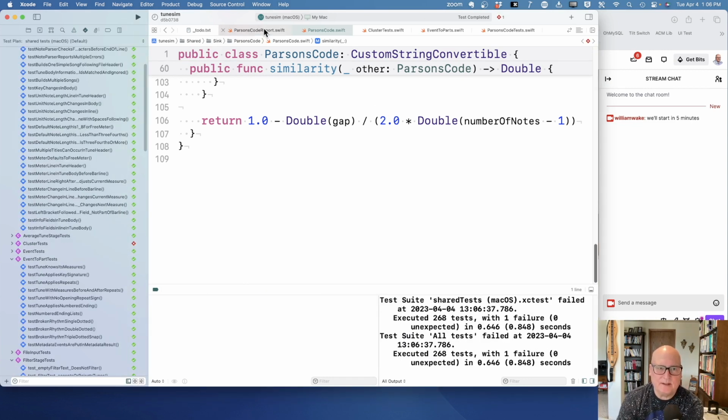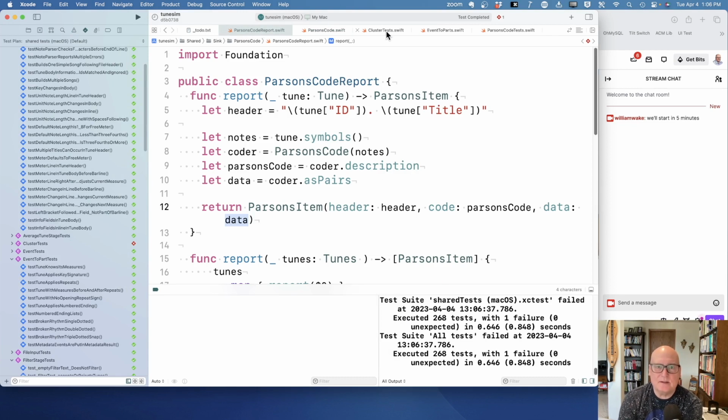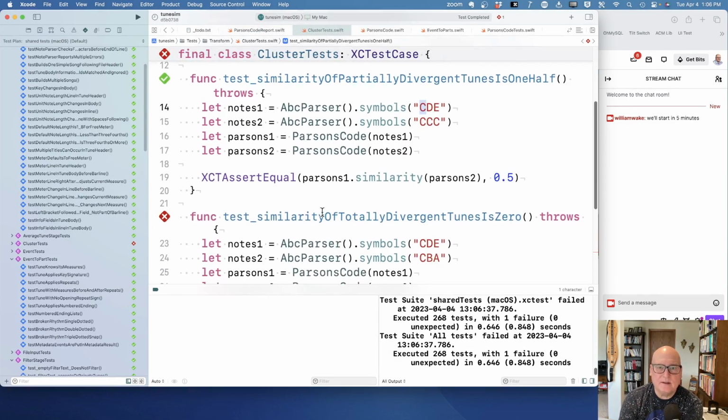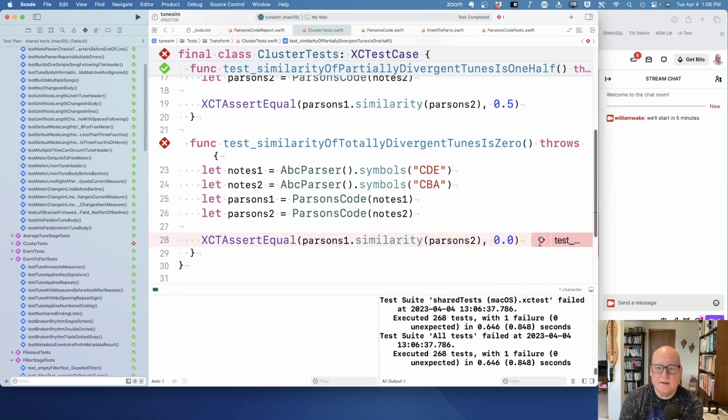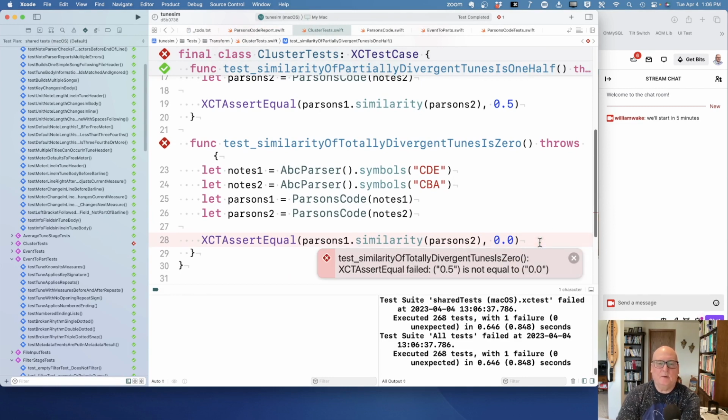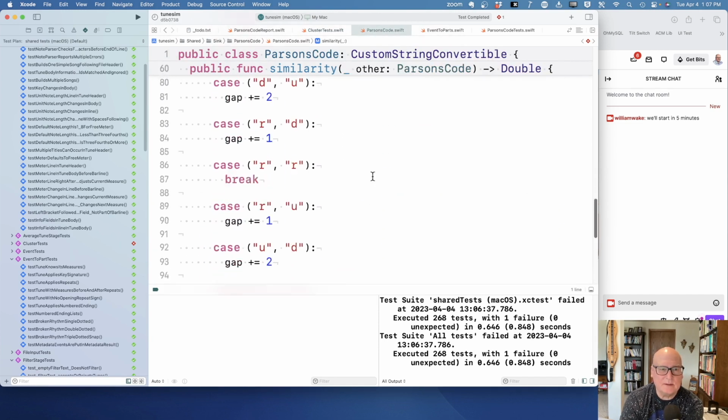Apparently not quite. Okay, cluster tests. Point 5. So the gap is 0, 2, 2. Up versus down is worth 2. So the gap is 4. Let's see what that means.